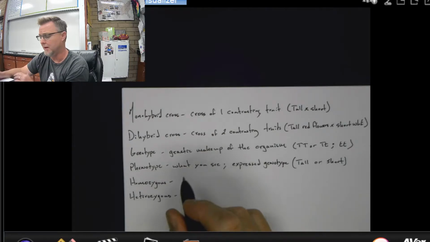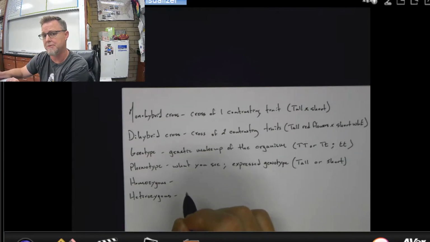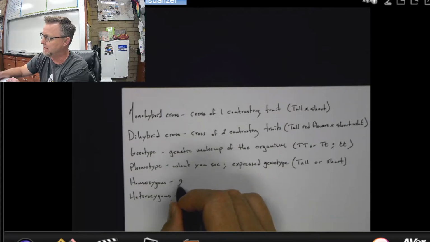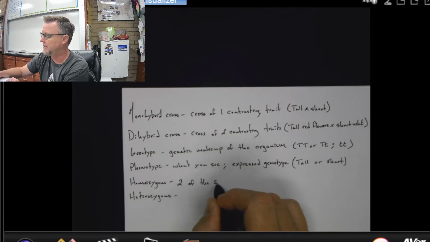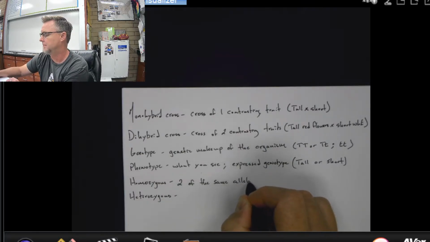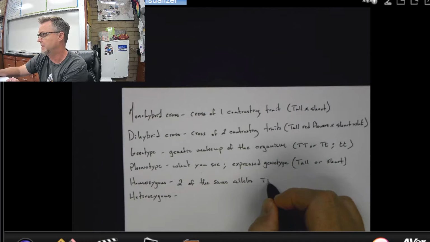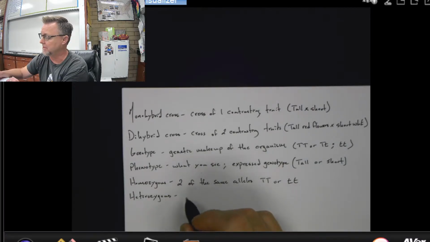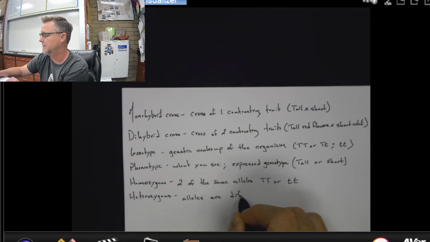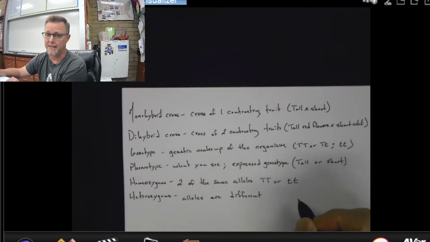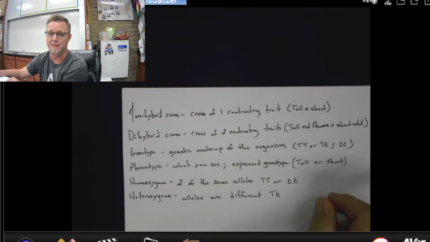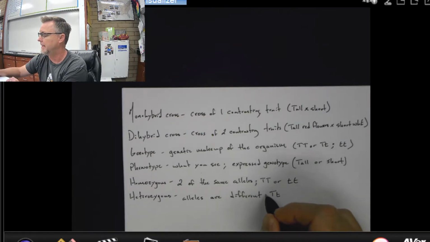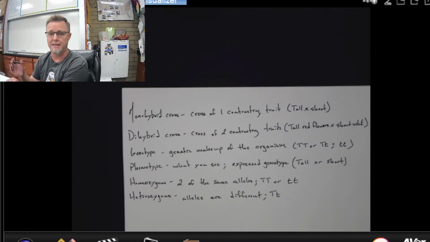Homozygous. Homozygous means that the alleles for a particular trait you have are the same. So homozygous means you have two of the same alleles. That means you are big T, or little t, two of the same alleles in regards to being tall or short. Heterozygous is where your alleles are different. So I'll put alleles are different. So in that case, maybe you have one big T and one little t. That's what it means to be heterozygous, okay?